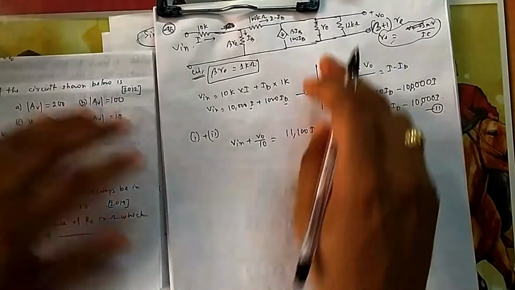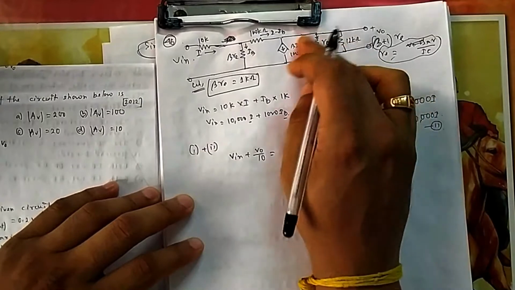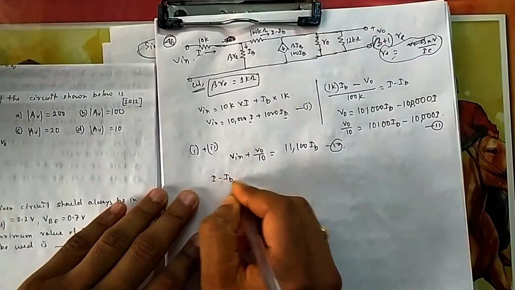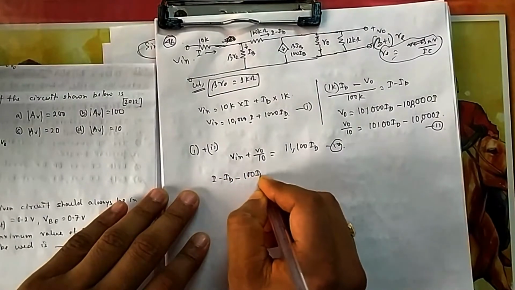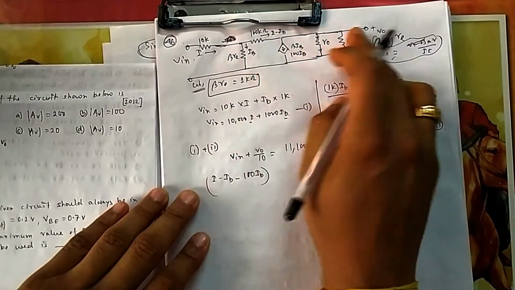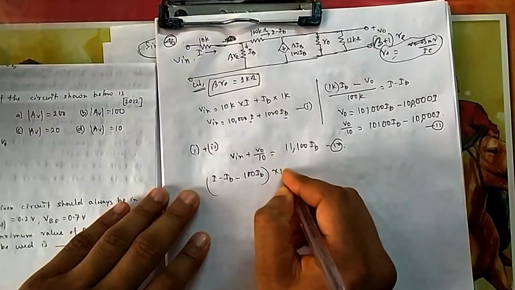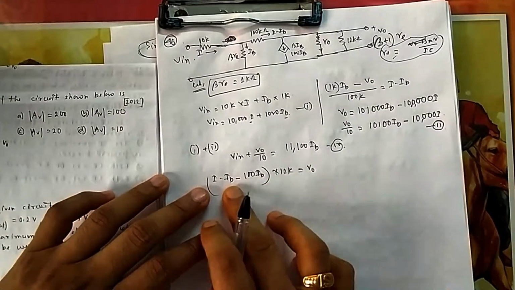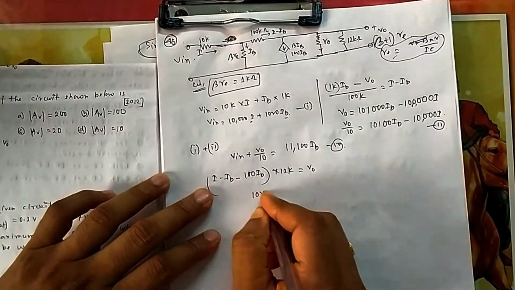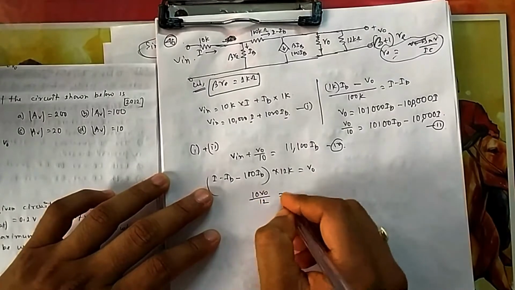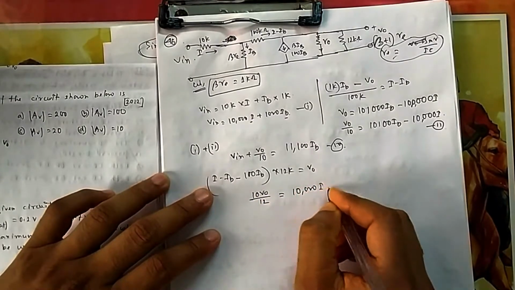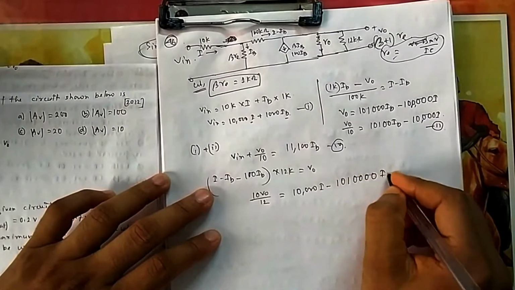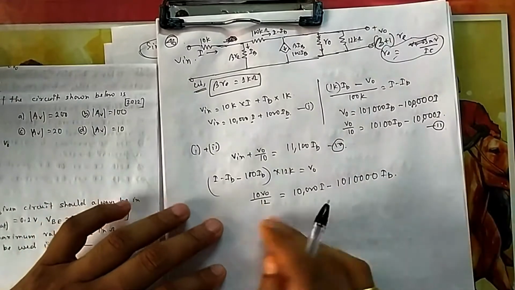Now if you take a KVL along this outer loop, you will find another equation. So it is IA minus IB minus 100 IB, the current flowing through this, into 12K, is equal to VO. So I will get a relation between VO and IA, IB. If I simplify here, it will be 10 VO by 12 equal to 10,000 IA minus 101,40 IB. So again, what is the benefit? You will get 10,000 IA.